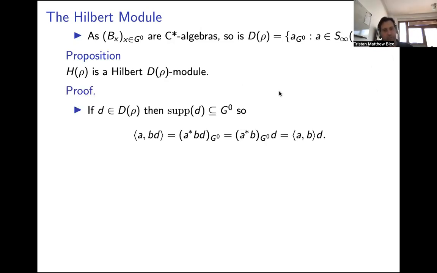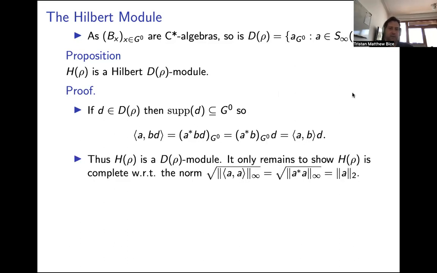So, well, does it form even a module in some sense, right? Can you actually multiply by D and then take it outside of the inner product? Well, there are just a few elementary calculations so that yes, right? The fact that D is supported in the unit space means that when you multiply by B before taking the restriction, it's the same as multiplying by D after taking the restriction to the units, right? So it's definitely a module, a D of rho module.